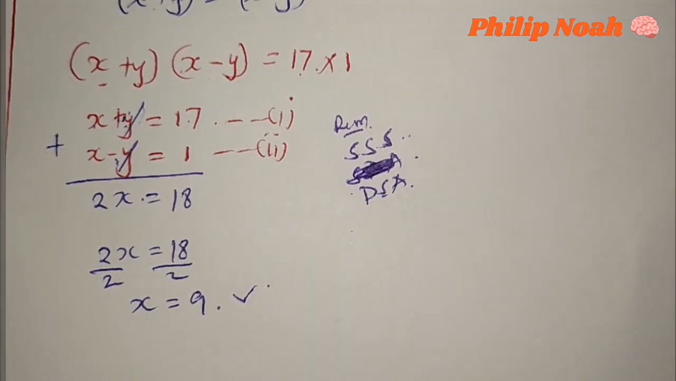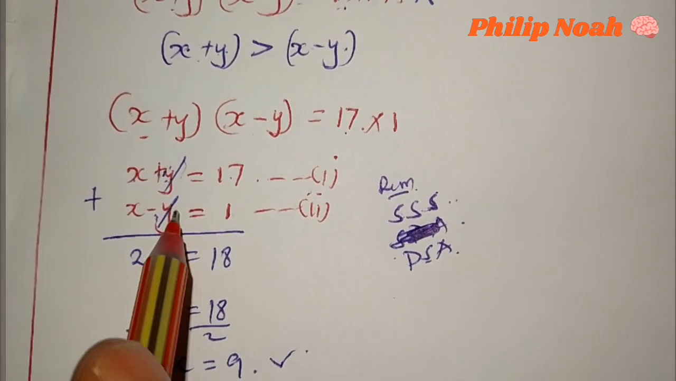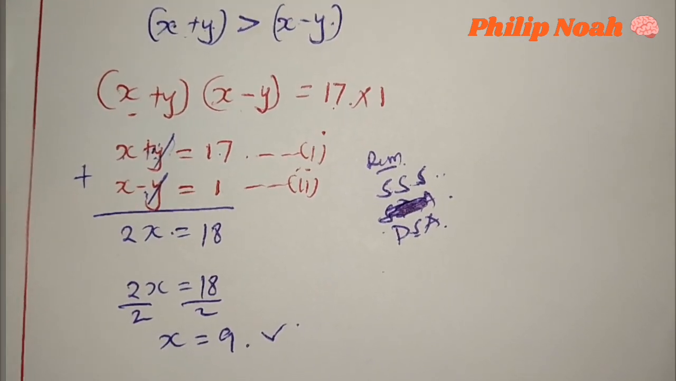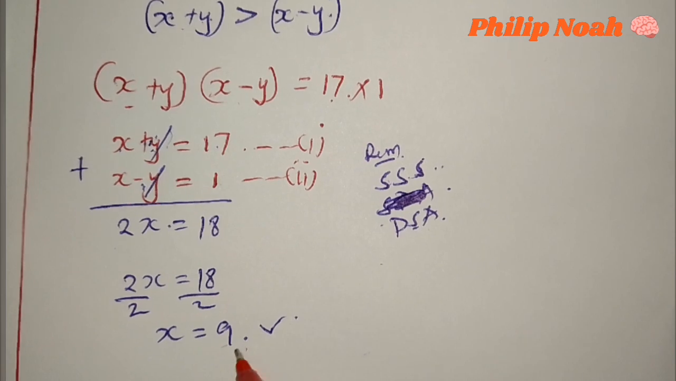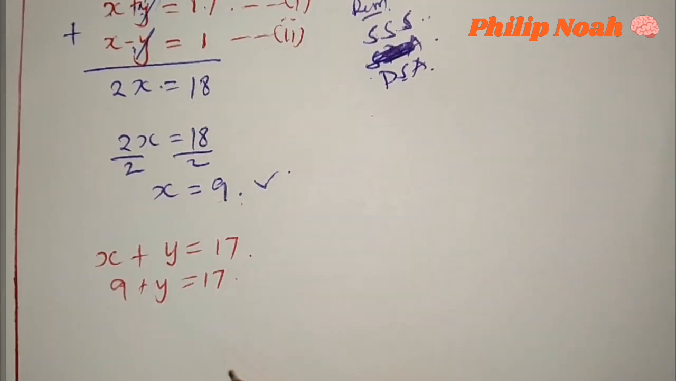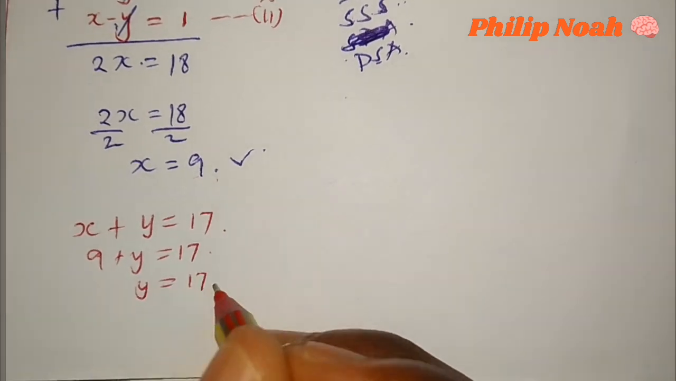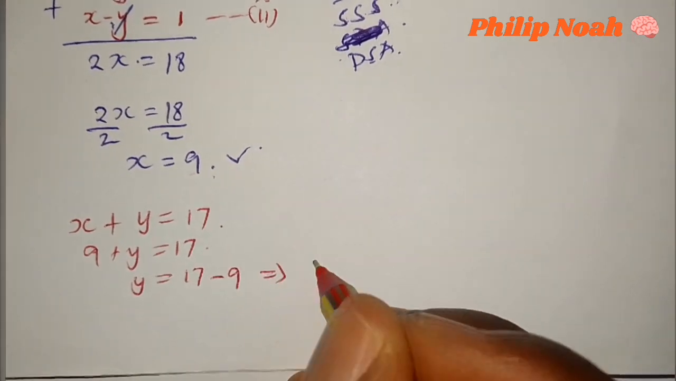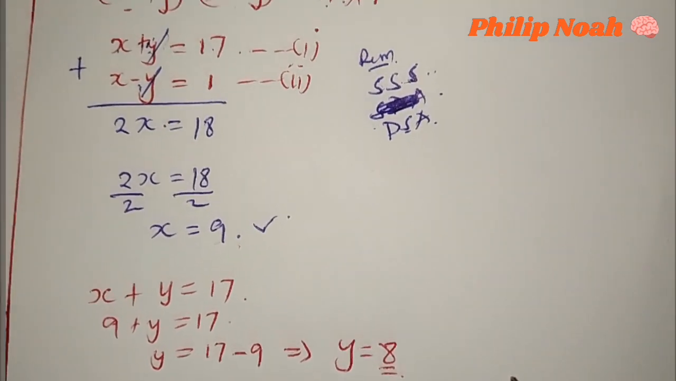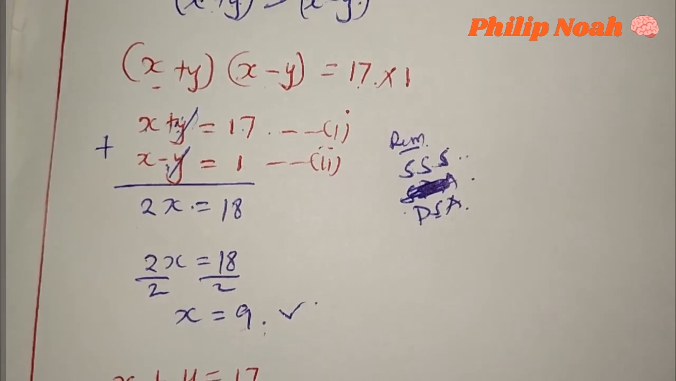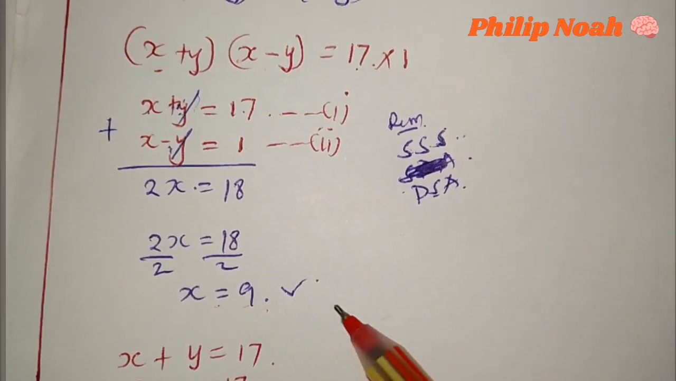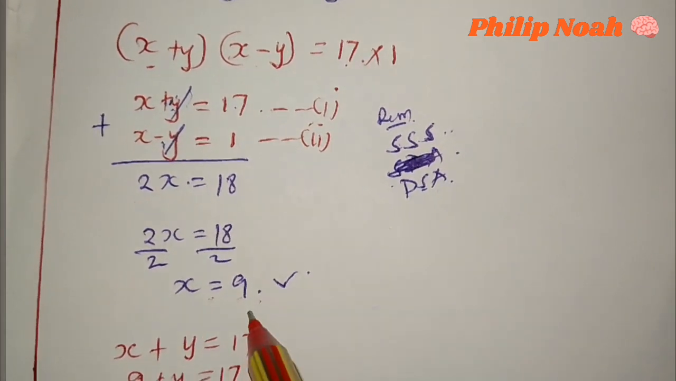Let's find the value of y now. We take one of the equations here. Let's take the first one. x plus y is equal to 17, and our x is 9. So 9 plus y is equal to 17. y is equal to 17 minus 9. y is equal to 8. So 8 is the value of y. x is equal to 9.